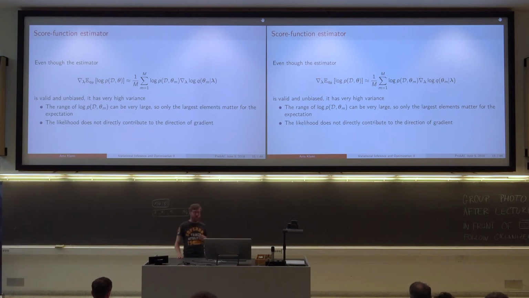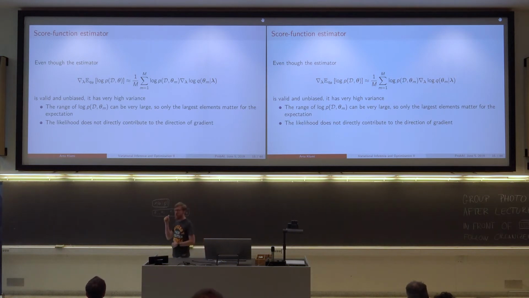Based on this discussion, the model has no direct effect on the direction of the gradient. We are looking at gradients of our approximation. We are weighting them somehow, depending on the model. But that's the only way the model influences this gradient.